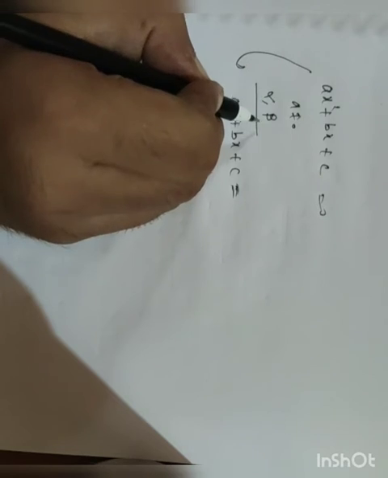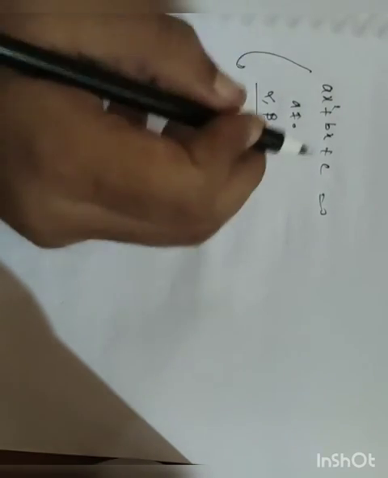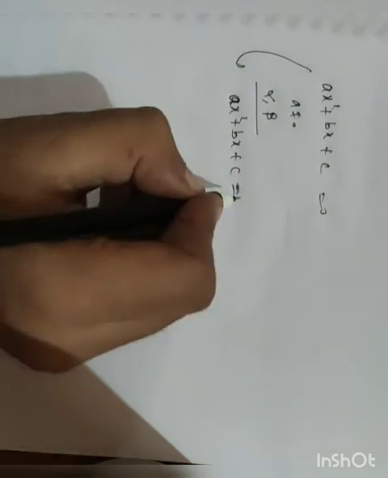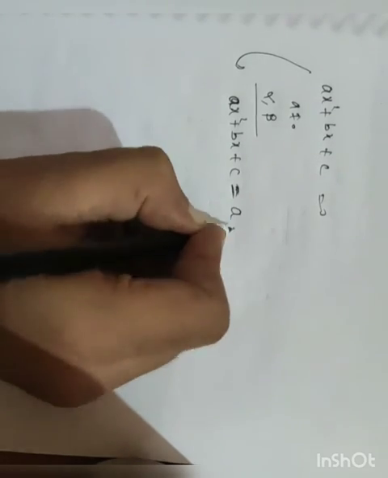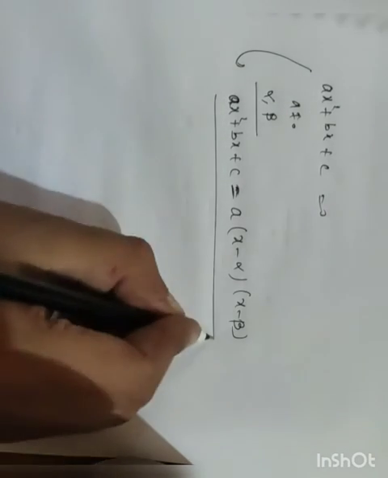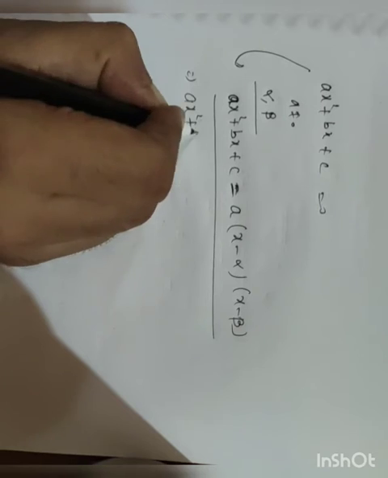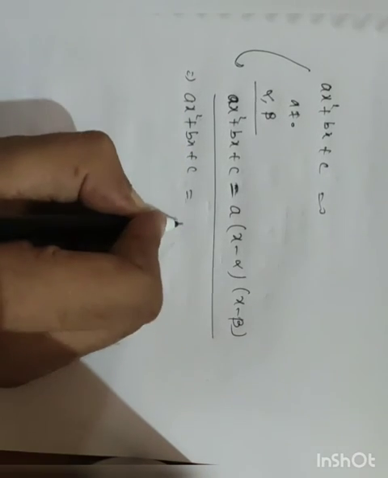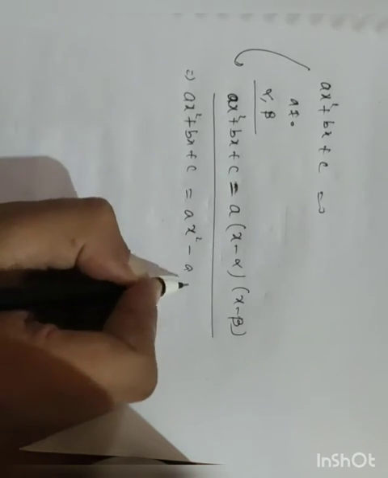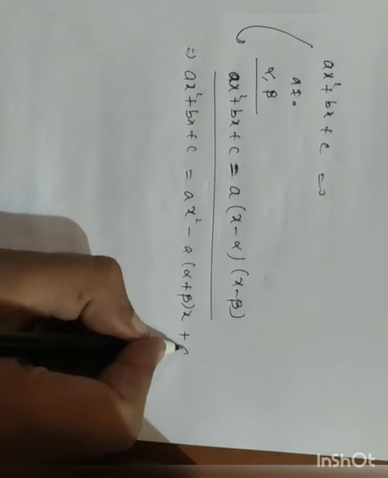Alpha and beta are roots of the equation, so from the factor theorem, x minus alpha and x minus beta are the factors of this quadratic equation. So we can write it as a into (x minus alpha) into (x minus beta). Similarly, we can expand the RHS as ax² minus a times (alpha plus beta) into x plus a alpha beta.